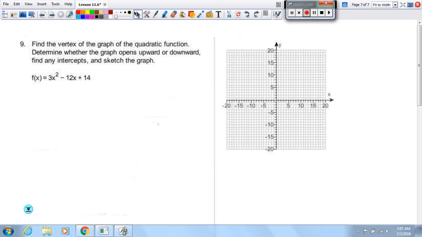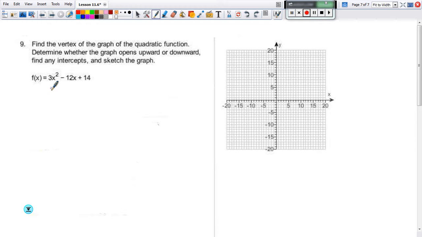Okay, and then the final one for today, it's just the same thing over and over again. You have A, B, and C. So the vertex: x equals the opposite of b. The opposite of -12 is +12 over 2 times a. So that's 12 over 6. 12 divided by 6 is 2.